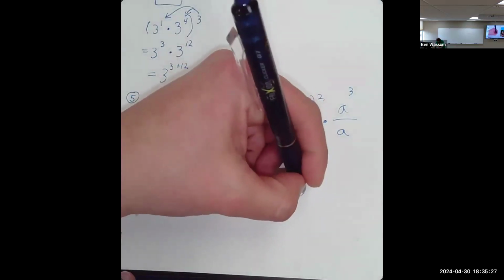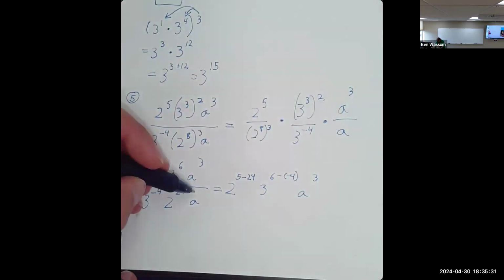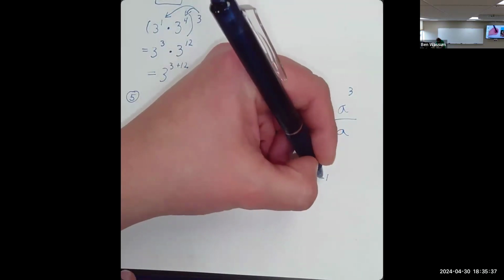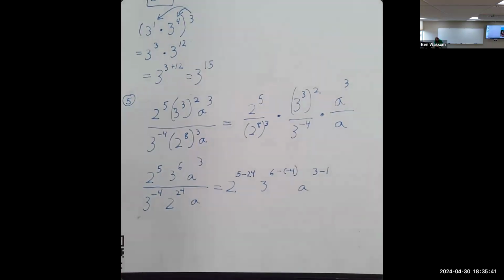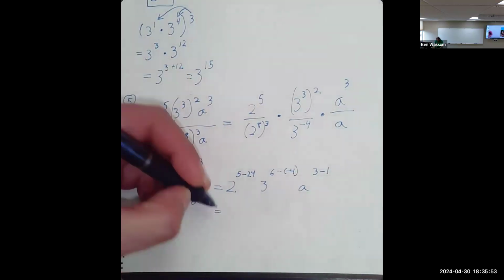And then we have an A. Top power is 3. Bottom power, it doesn't have one, but we know there's an A, right? So you would say that's 1. You subtract 1. And again, if that throws you off, anything that's just kind of hanging out, you can always just slap a 1 on it to keep it straight. Okay. Now you just clean that up.